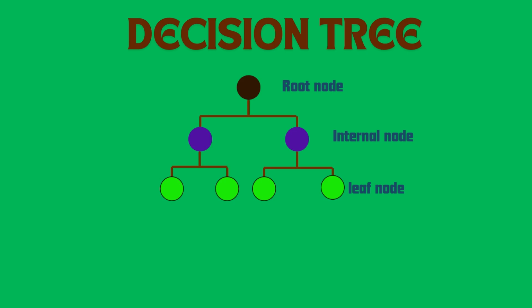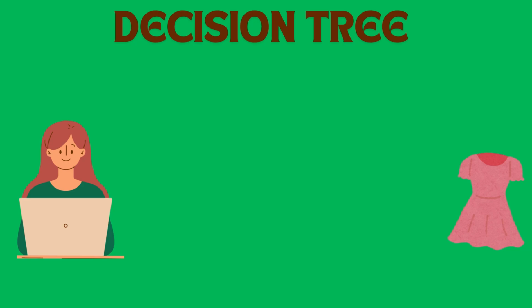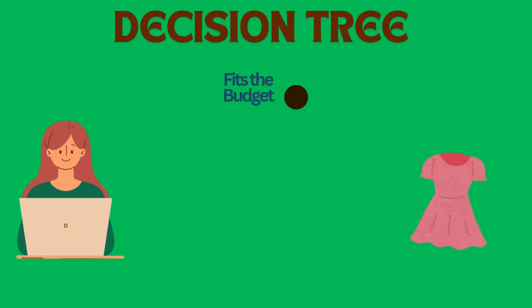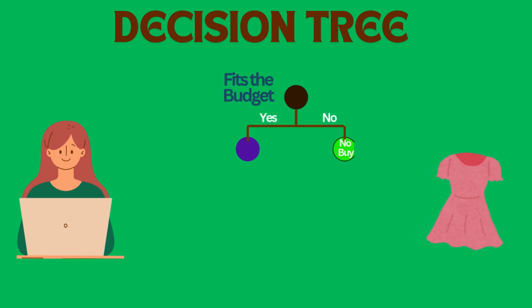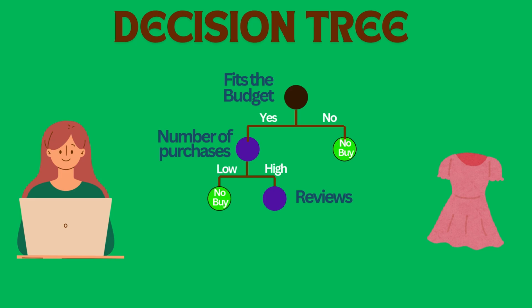Now let's take an example. Suppose I want to buy a dress from an online shopping site. At first I will select the dress which will fit into my budget, and thus it will become my root node. Then I will see the number of purchases of the dress. I can also see the reviews of the dress. If there are 5-star reviews, then I can actually go forward to buy the dress, which will be my leaf node.